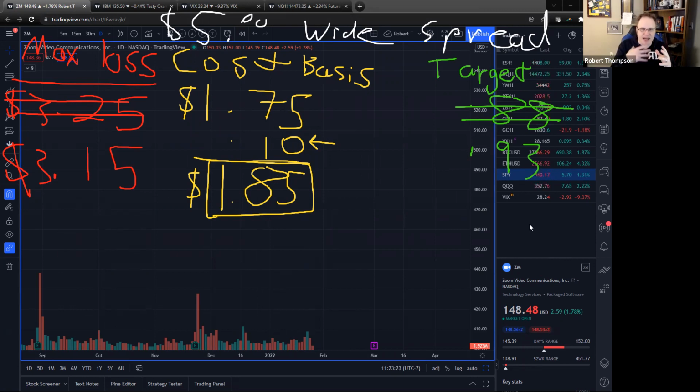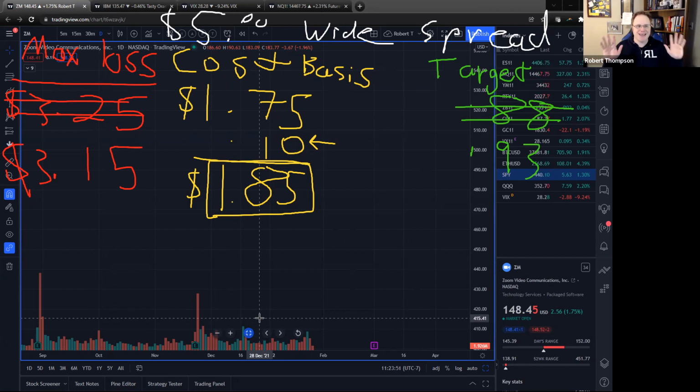So by rolling the spread forward in time, I give myself an additional 30 days for the probabilities and the statistics to play out in my favor. I improve my cost basis. I get a better target to make more money, and I reduce my risk because the maximum loss I can take on this trade has actually gone down.